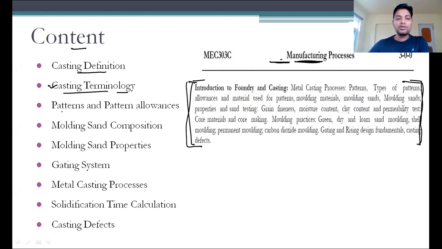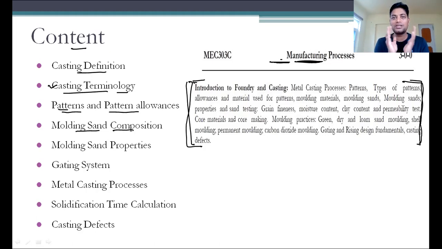After that we'll discuss the patterns and the pattern allowances. For the casting we are using the mold cavity, so how we are creating this mold cavity, and what is the need of that. We will discuss that, and then we'll go to the molding sand. What is the molding sand that we are using? By the way, most of you are civil engineers, so you are aware of the properties of sand and the different types of sand available. But in this specific topic, you know much better than me.